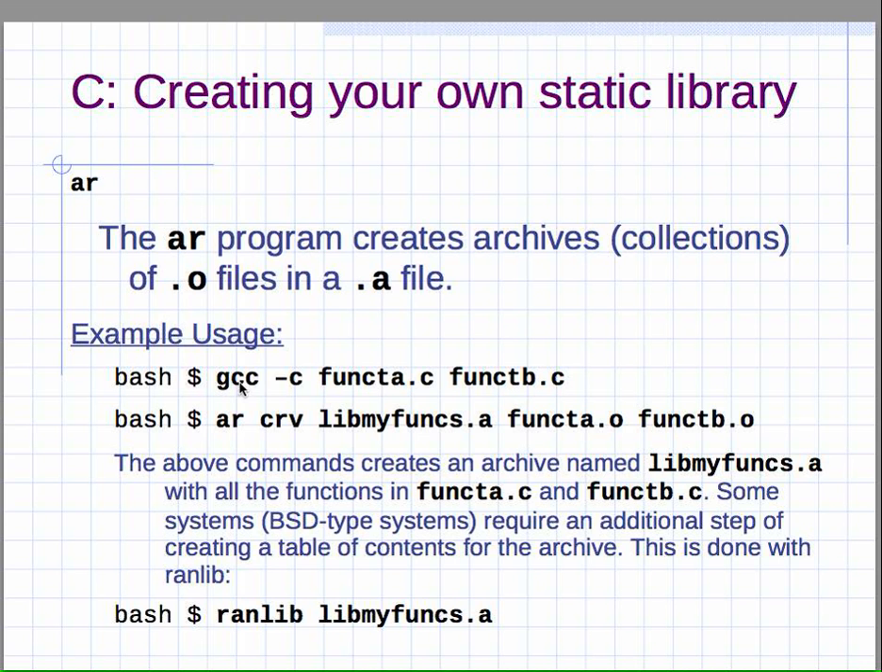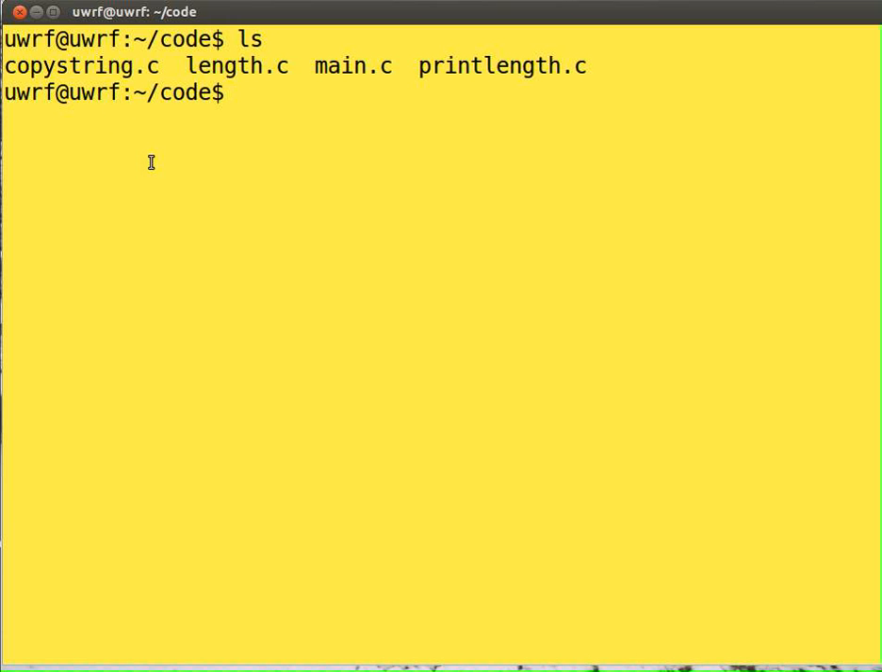Okay, so let's just go through the steps in doing it both ways. So let's try it both ways. So here we have a bunch of C programs. Main is a very simple one. It uses some of the functions that we've been talking about in this lecture, in the earlier videos.